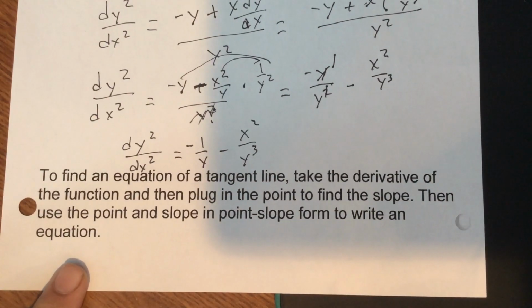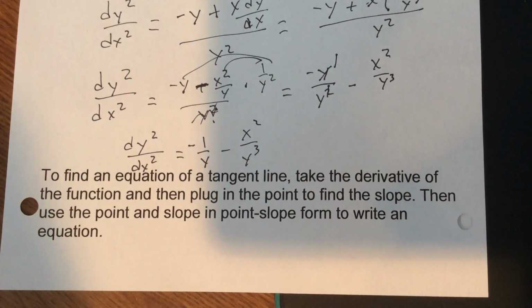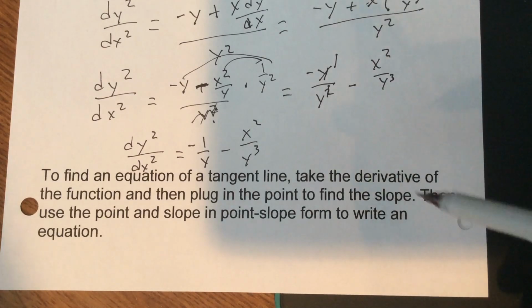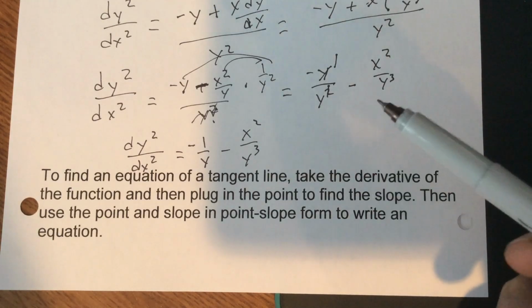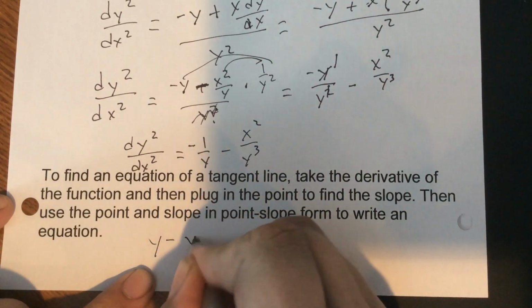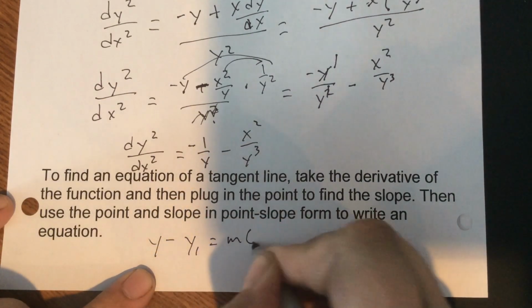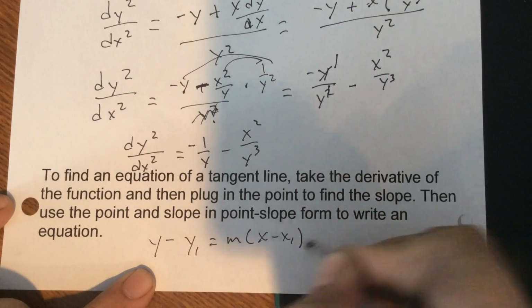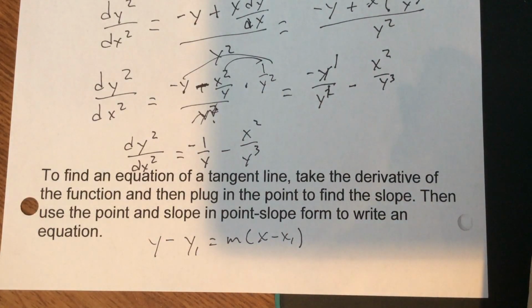Last little bit here is to find an equation of a tangent line: take the derivative of the function, and then plug in the point to find the slope. Then use that point and the slope in point-slope form to write the equation. You'll be able to find the slope from that derivative, and then take the point and that slope, where point-slope form is y minus y1 equals m times parentheses x minus x1. You can put it in there and find it.